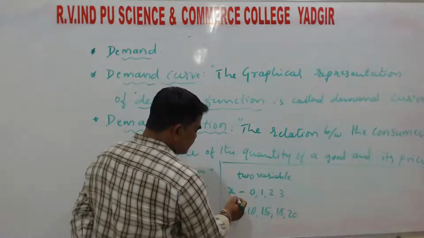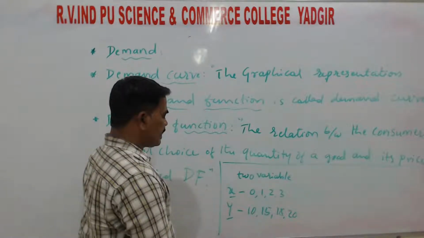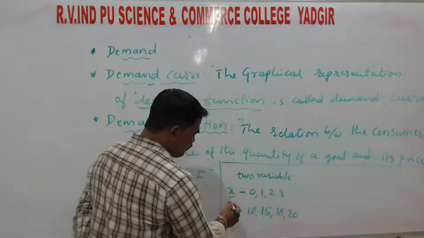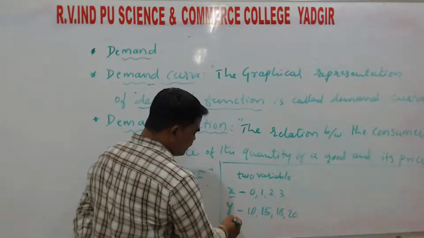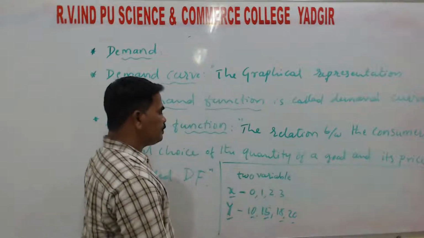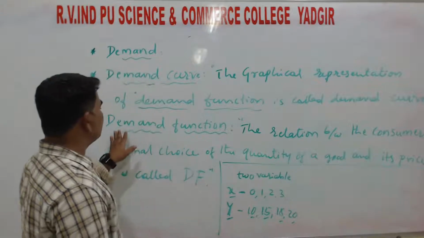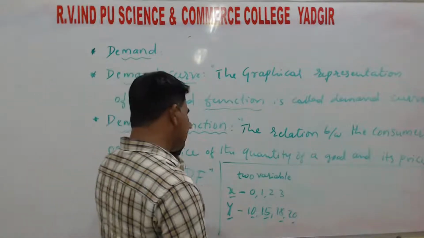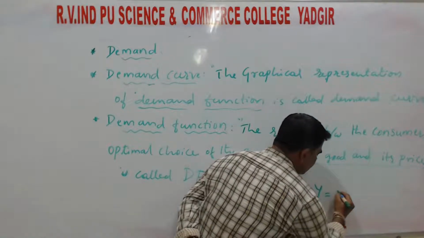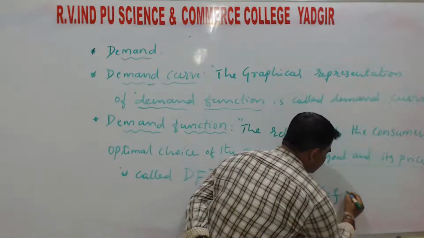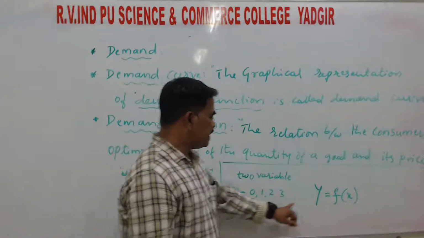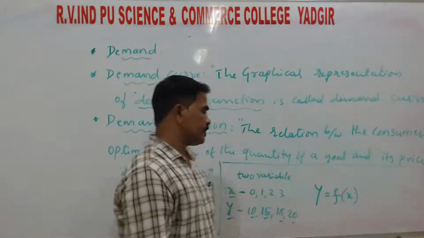So we have two variables, x and y. The values of x are 0, 1, 2, 3, and the values of the y variable are 10, 15, 18, 20. Now, how can we write this demand function? The demand function is y is equal to a function of x. Y is equal to f of x.